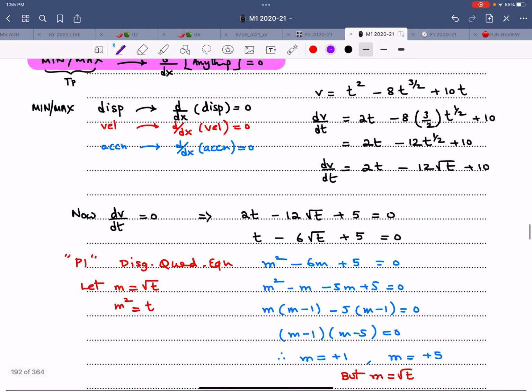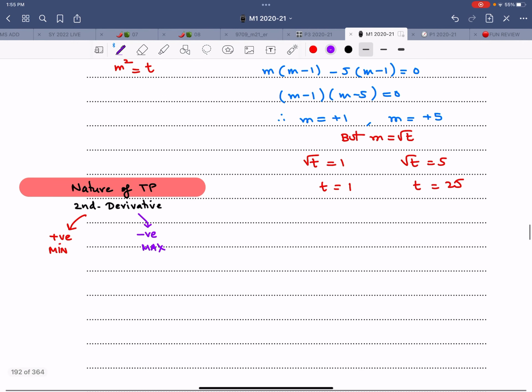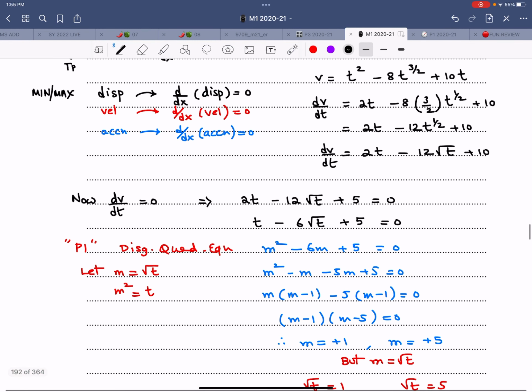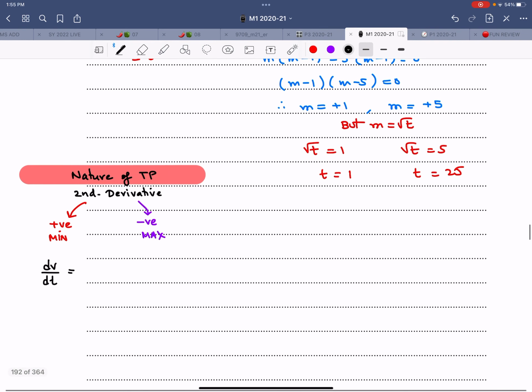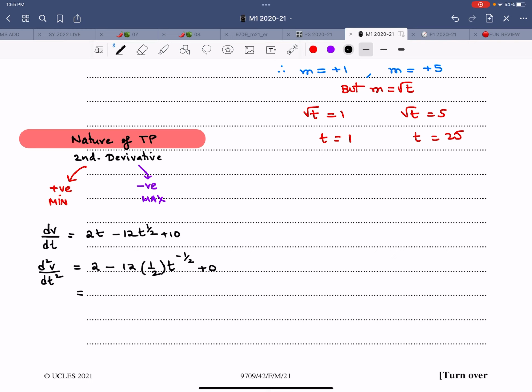So now this is your dv by dt, that is acceleration, and let's calculate the second derivative. So dv by dt, the unrationalized form, you can also take common factors out, that's not a big deal, is 2t minus 12t to the half plus 10. So the second derivative, d squared v by dt squared, is 2 minus 12 into half into t to the negative half, and the derivative of 10 is 0. Therefore, this is 2 minus 6t raised to the power of minus half, which is 2 minus 6 over square root of t.